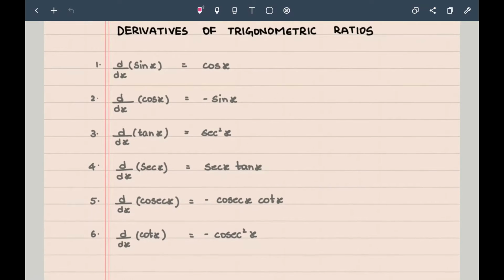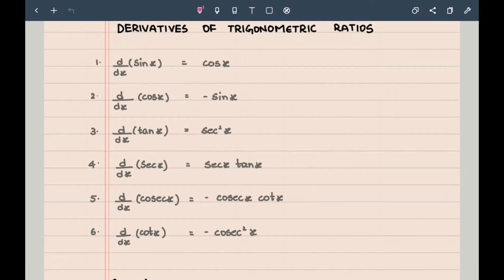As we have learned in our previous classes, we have 6 trigonometric ratios. Those are sin x, cos x, tan x, secant x, cosecant x, and cot x. These 6 formulas are very important while we are solving the questions related to trigonometric ratios. So first, let's see. The first formula is d by dx of sin x is equals to cos x, and d by dx of cos x is equals to minus sin x.